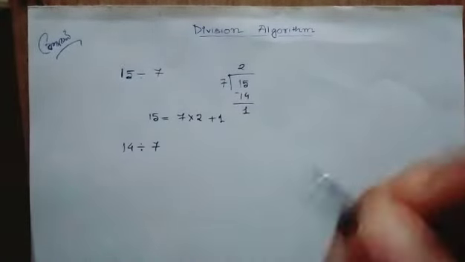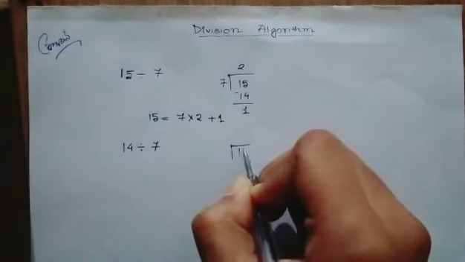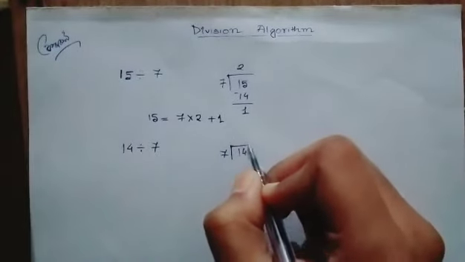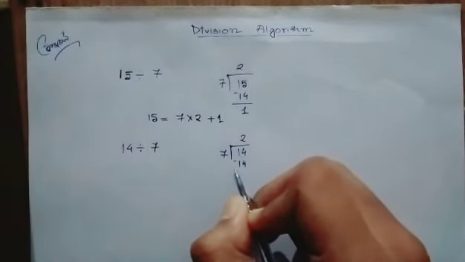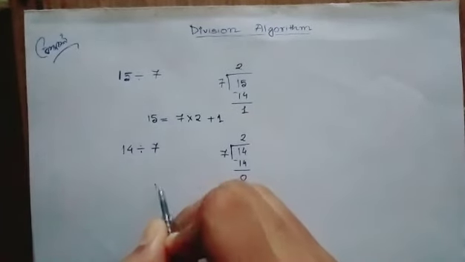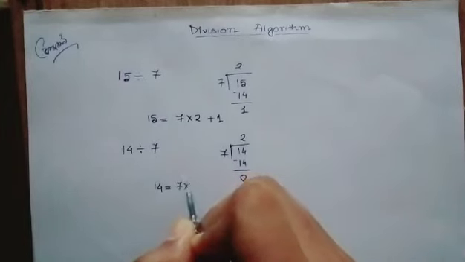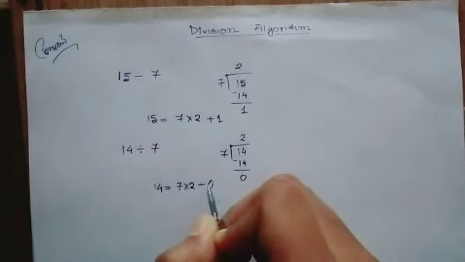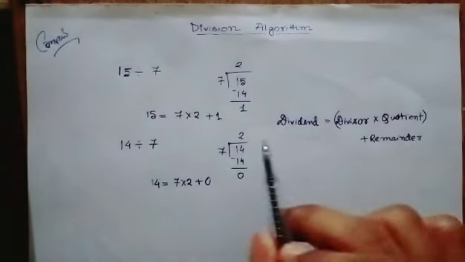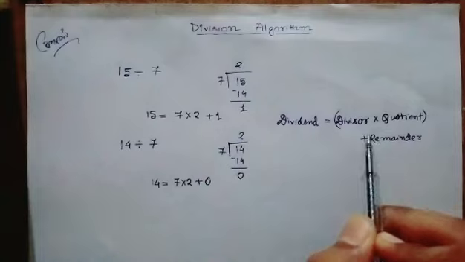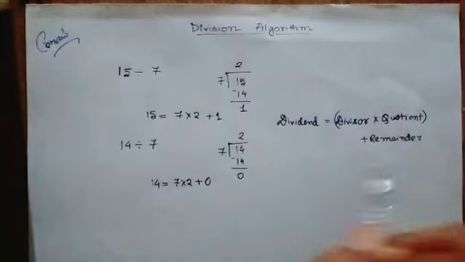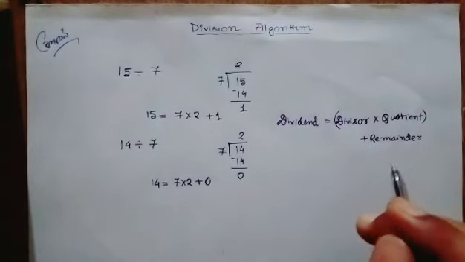Now if I ask you to divide 14 by 7, carry out the division operation. 14 divided by 7: 7 into 2 is 14, it cancels out, and the remainder is 0. So you can express 14 as 7 into 2 plus 0. I suppose you have come across this relation, that dividend is equal to divisor into quotient plus remainder.